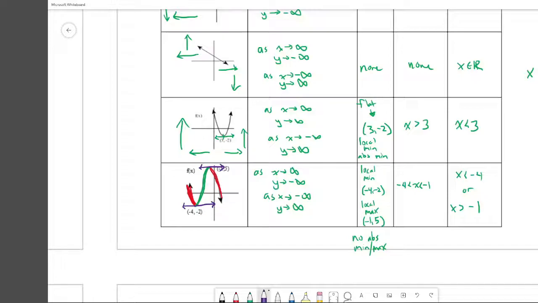So you can sort of break it up into 3 segments. A decreasing segment, it would decrease until -4. Then it would increase in between -4 and -1. And then it would decrease again after -1. Okay, and that would be how you would discuss that increasing and decreasing.